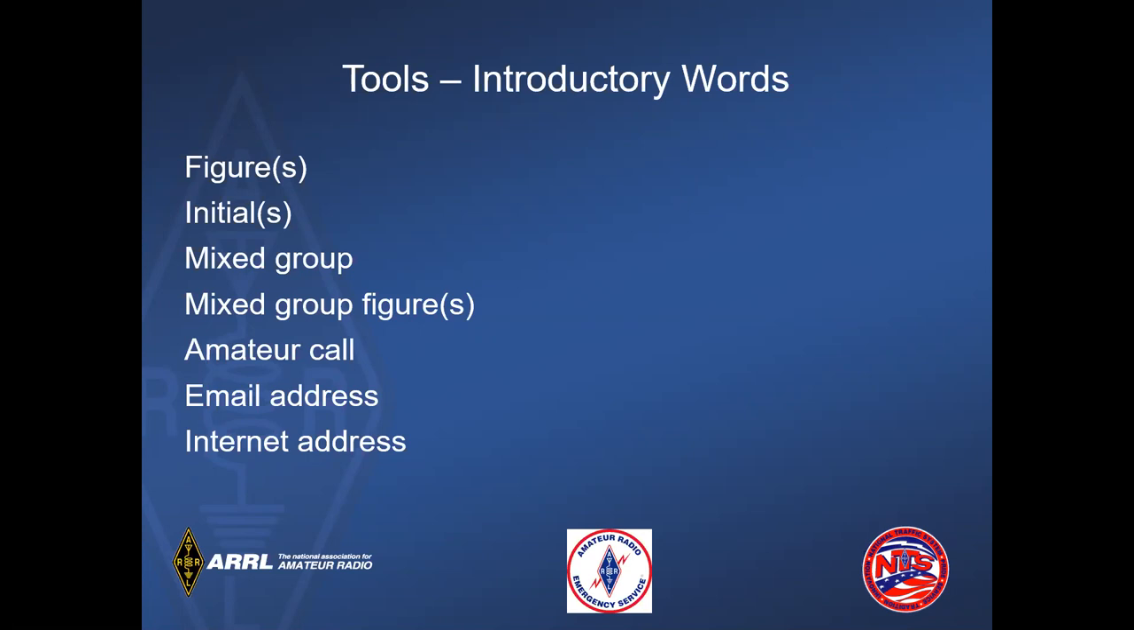If it's not a pronounceable word, it's either figures, a group of numbers, or it's a mixed group. So those types of groups always have to be introduced. You introduce a group of numbers with the word figure if it's a single number, or figures if it's two or more numbers, but only numbers. So an address, 123 Main Street, would be figures 123 and then Main Street.